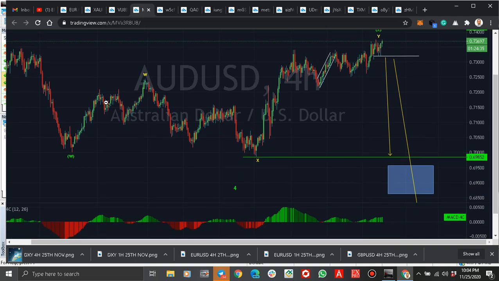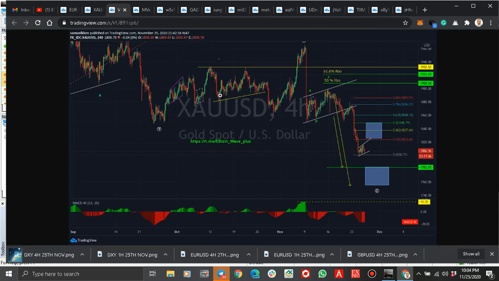The reason is that on the daily you will see the chart. This very pullback, this correction, is not enough for the previous impulse wave. So as far as I'm concerned, I'm looking for another drop to complete the correction. So that is for the Aussie dollar.